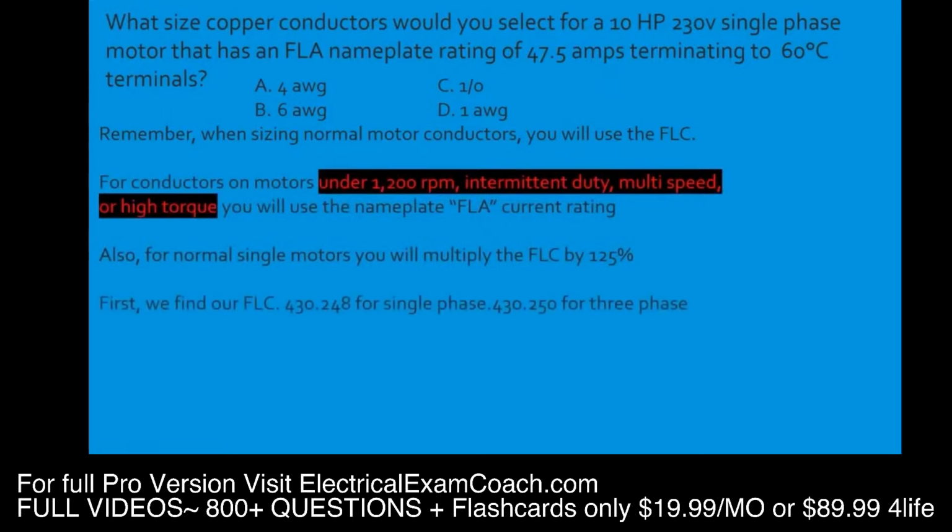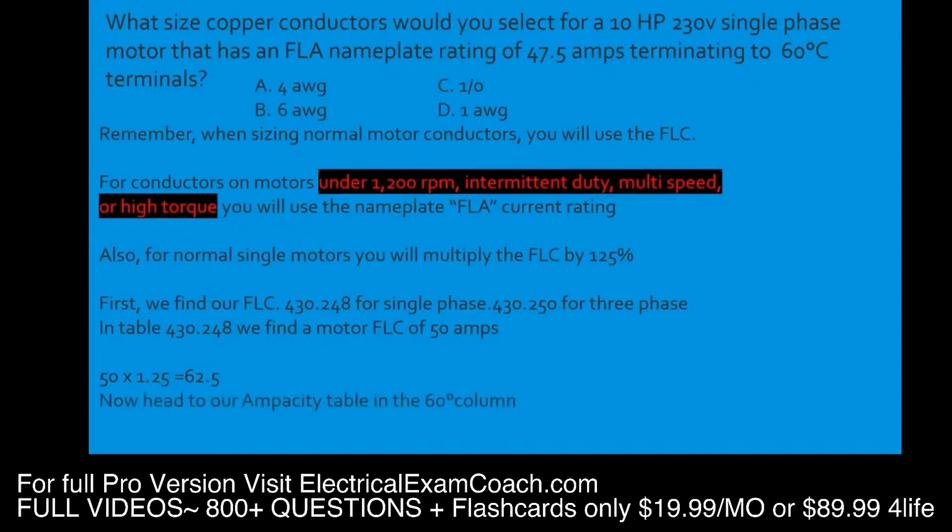In this case, we're dealing with single phase, so we're going to go to 430.248. Starting on the left-hand side of the table, we're going to come down and find our respective horsepower. Then we're going to come across the top to our respective voltage and tee off. We're going to find that our FLC is 50 amps. Now we're going to take that 50 amps and multiply it by 1.25. That's going to give us a new amp draw of 62.5 amps to size our wire by.